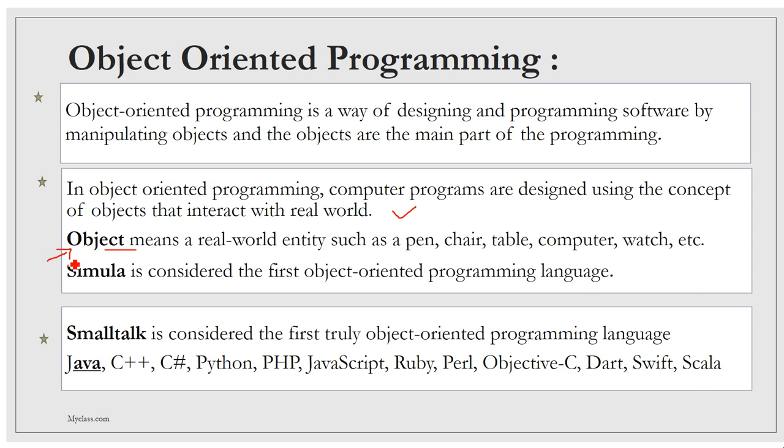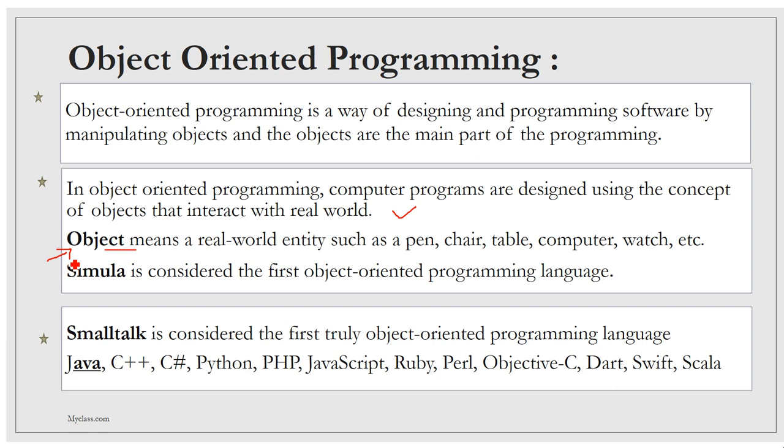Okay. So objects are the main part of object-oriented programming. Simula is considered the first object-oriented programming language, but Smalltalk is considered the first truly object-oriented programming language. So if asked to name the first truly object-oriented programming language, then the answer is Smalltalk.